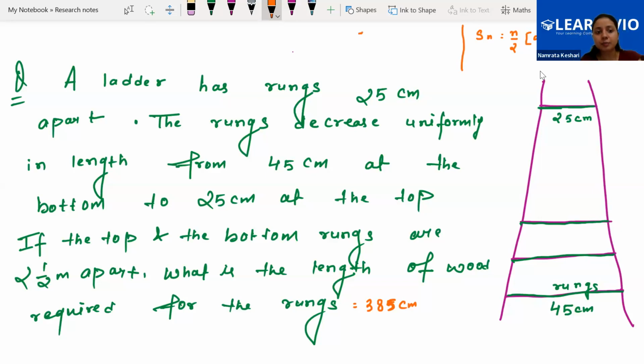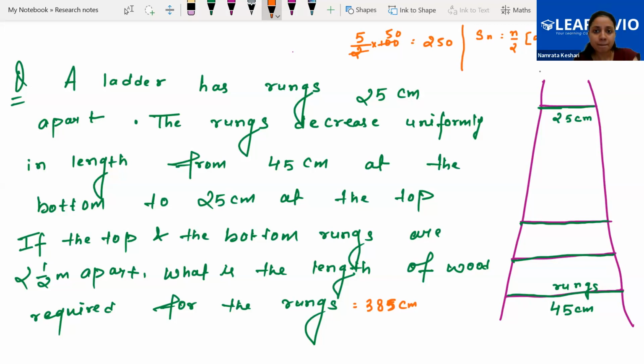You have taken 5 by 2, that is 5 by 2 meter into 100. You have taken it, of course, to convert it into centimeter. So you got 250, right, Harshit? Yes, ma'am. After that, what did you do? I just converted it into meter. You said you got n equals to 11. How? 250 by what have you taken?